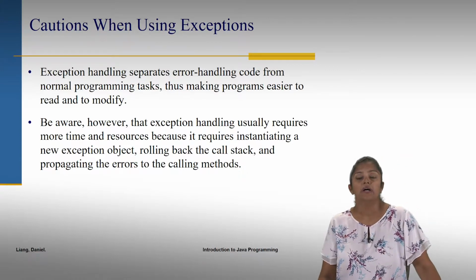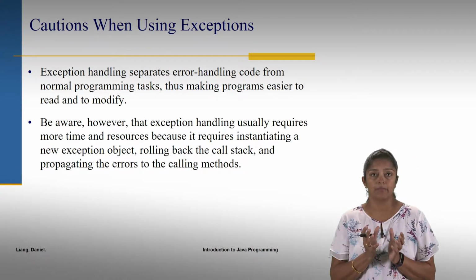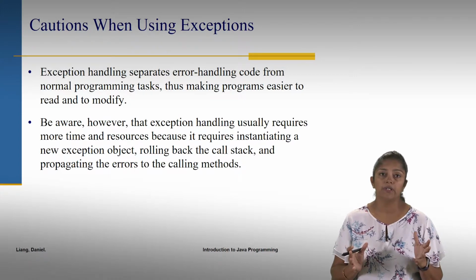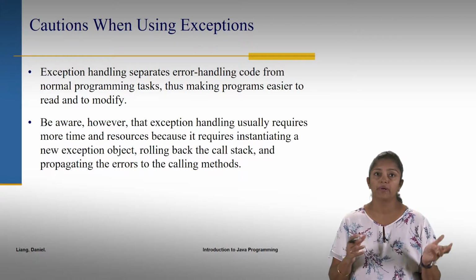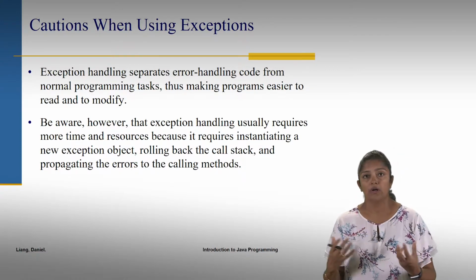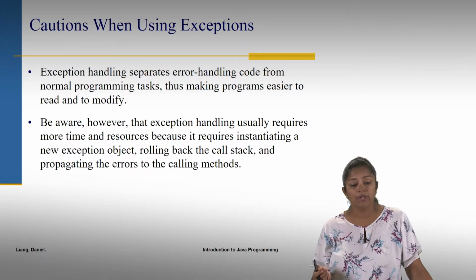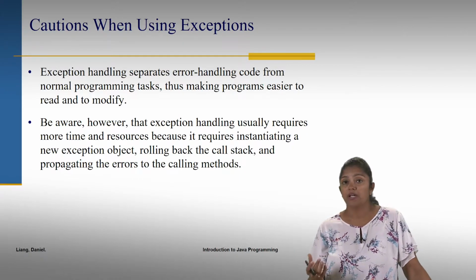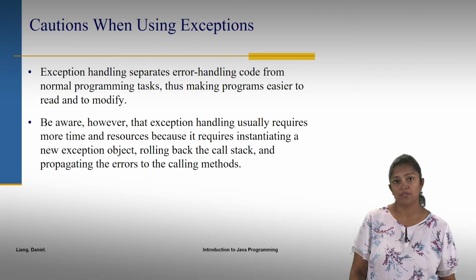So there are a number of other things that are automatically getting stored in that new exception object. And then there is a lot of code in the call stack that keeps track of a number of things, so that if we need to roll back, it's able to roll back, and it propagates the errors to the calling methods and so on. So a lot happens in the call stack to keep track so that the rolling back and propagation is possible. Because of that, it uses up a lot of time and resources, and hence we don't want to overly use exception handling, and use it where it makes sense.